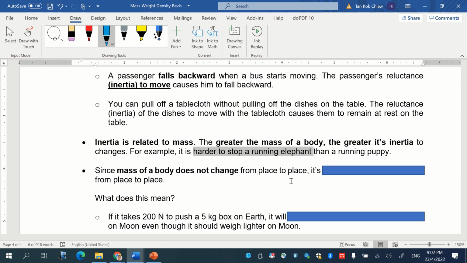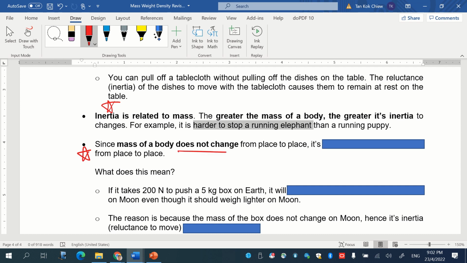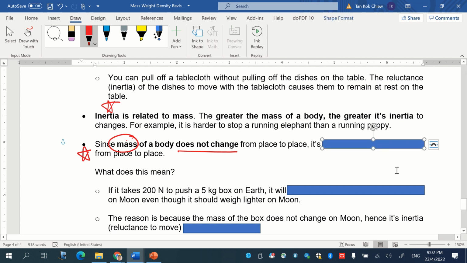All right. Now, the last point is also very important. Of course, if not important, I wouldn't have put it inside here. Since mass of a body does not change, okay, we are still talking about mass, right? That's why inertia is put together with this topic, because it's closely related to mass. Since mass of a body does not change from place to place, the inertia of a body also will not change from place to place.